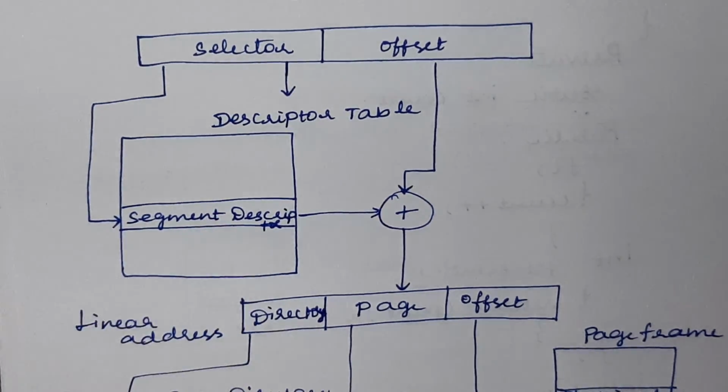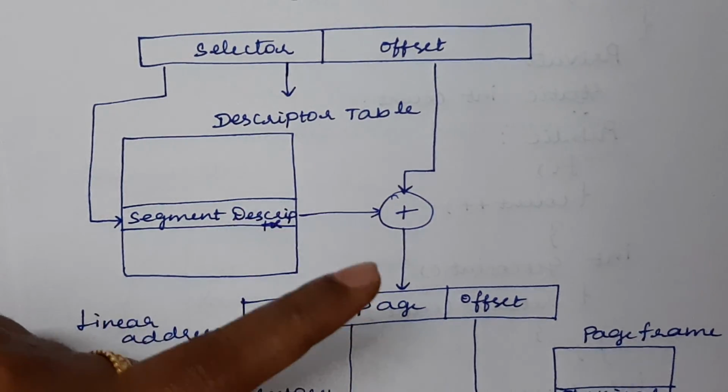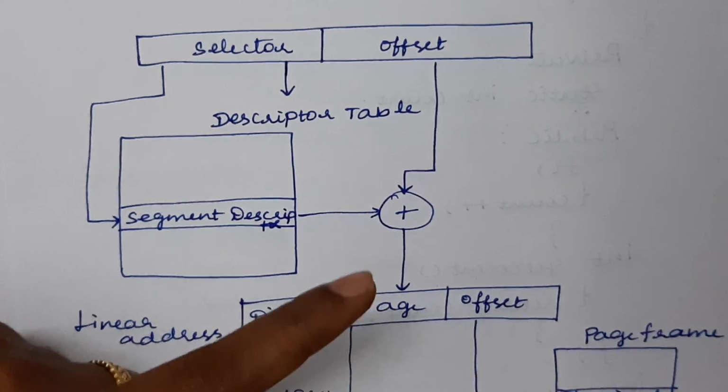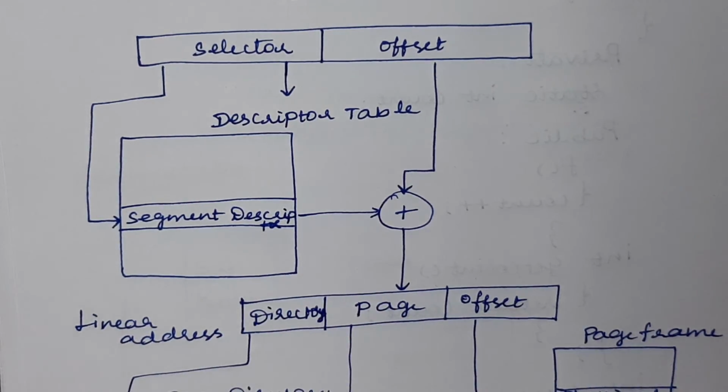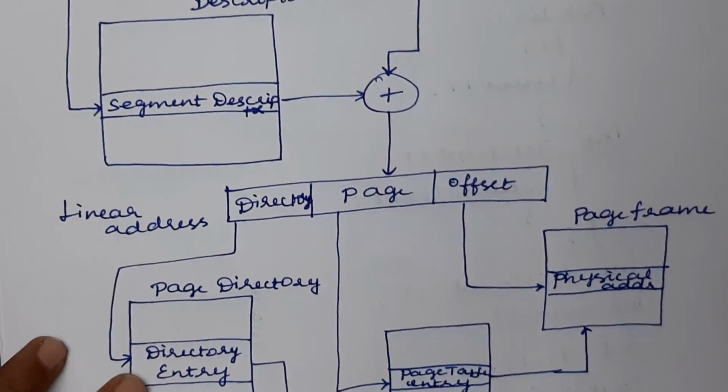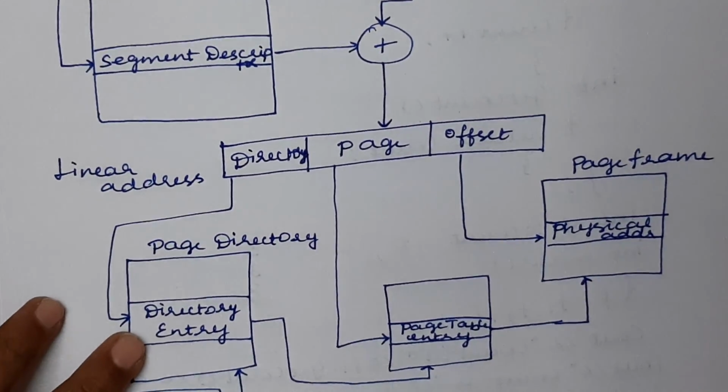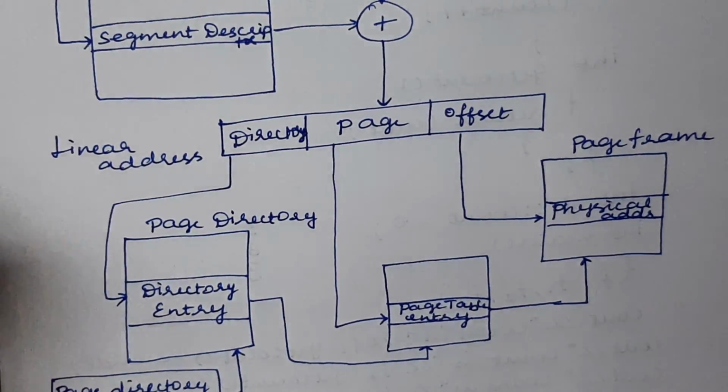This descriptor table provides the information about whether the segment is available in main memory or not. If it is available, we can get its segment number. Otherwise, we need to transfer it from the secondary disk, and that will be added with this offset value. Afterwards we will get the page number, because each and every segment has been paged. So again we need to represent what the page number could be.